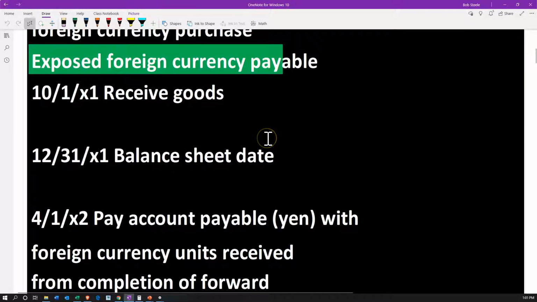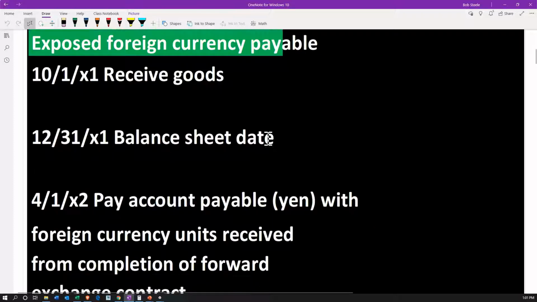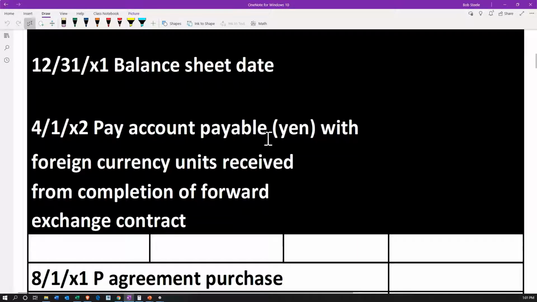So then on 10/1/X1, we receive the goods. At that point in time, we receive them on account. Therefore, we record the inventory and the related accounts payable that we'll put on the books. We're going to make the payment not in US dollars, however, but in some other currency, that being yen. Then on 12/31/X1, we have a balance sheet date. At the balance sheet date we will have to revalue based on the currency exchanges at that point in time.